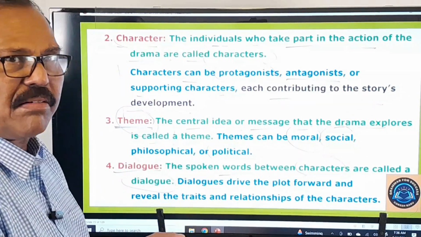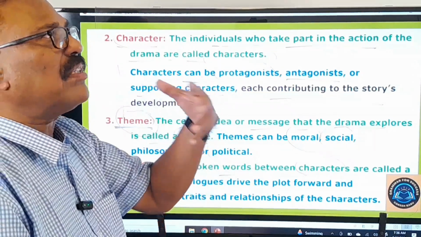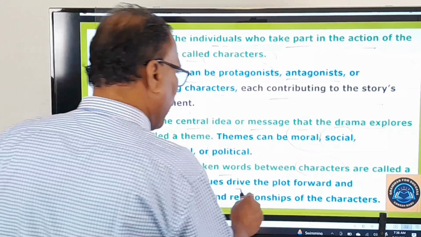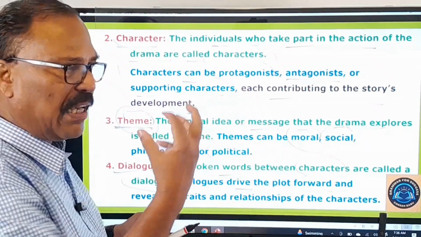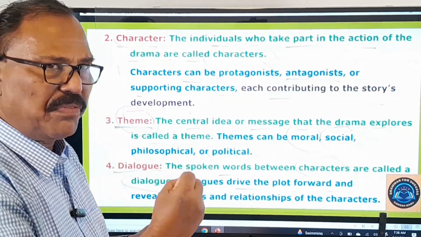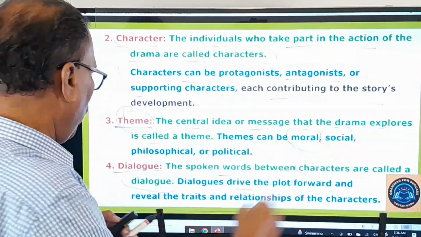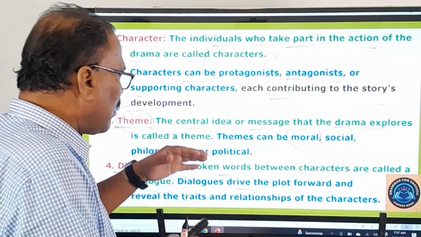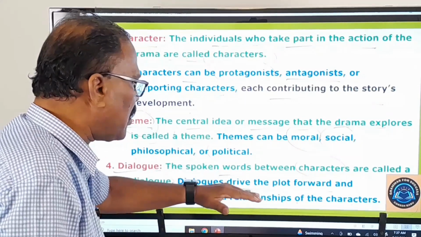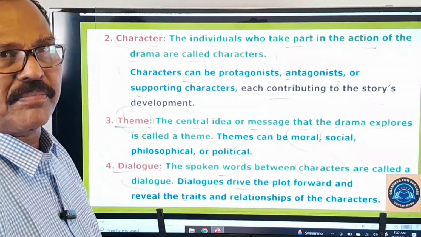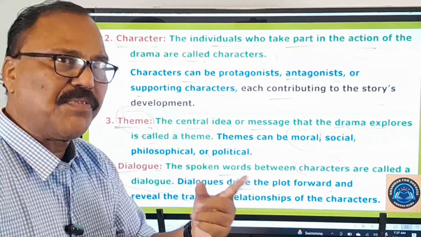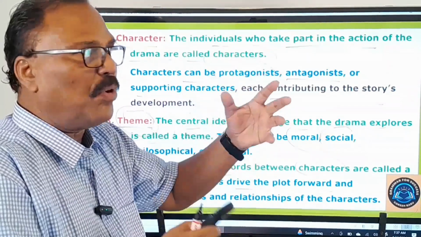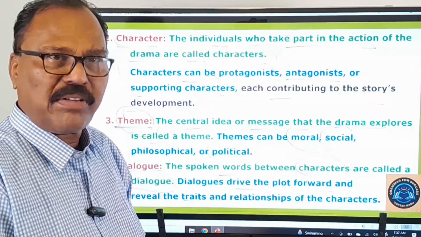You know what is a dialogue? The dialogue is nothing but what the speakers speak, that itself is called a dialogue. Dialogues drive the plot forward. And if the dialogues are powerful, what happens? The story will move forward successfully and powerfully and reveal the traits and relationship of the characters. Through the dialogues only, the traits and relationship of the characters will be revealed. The character of the characters will be revealed. Character means the person who plays that role is also called a character.